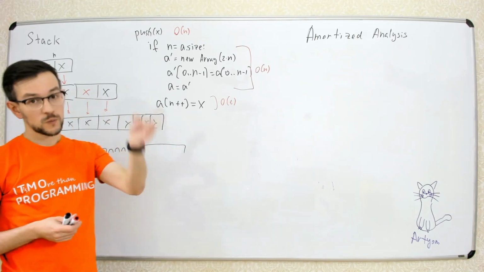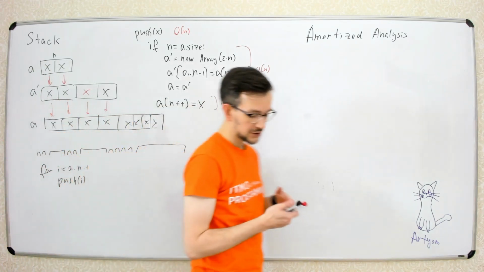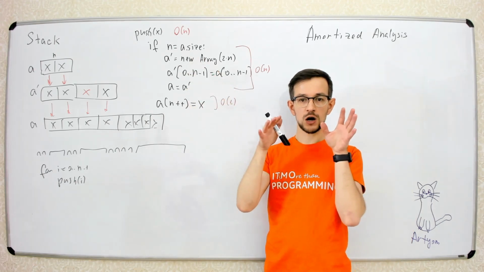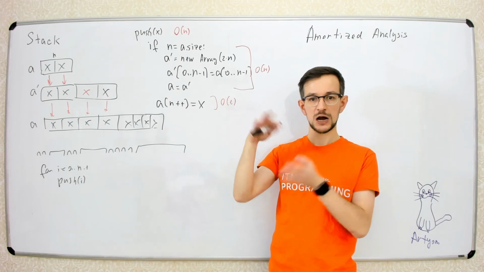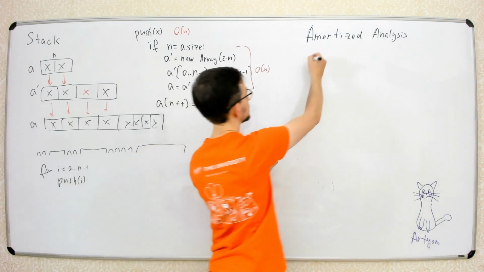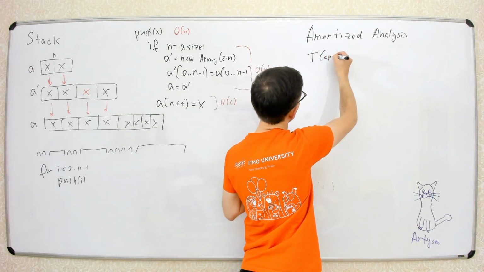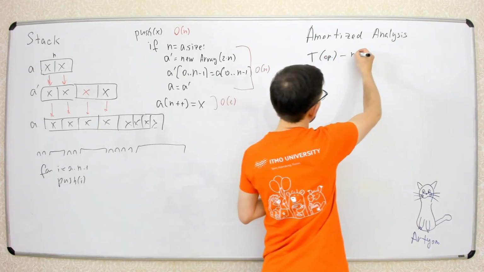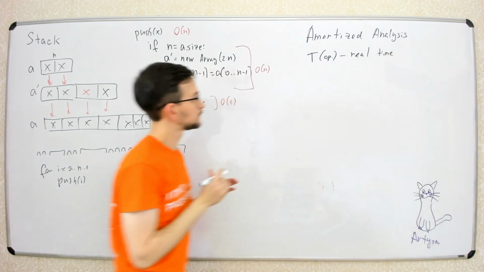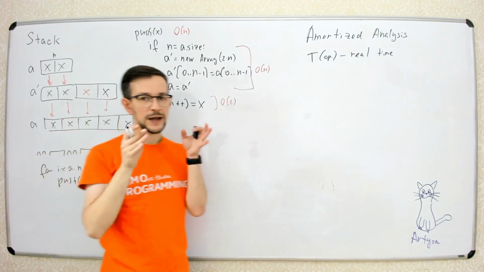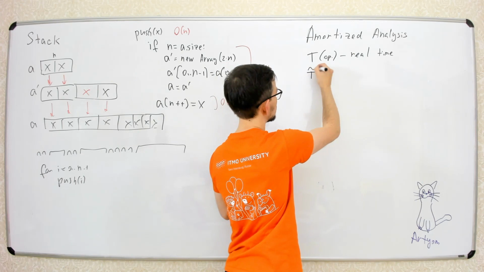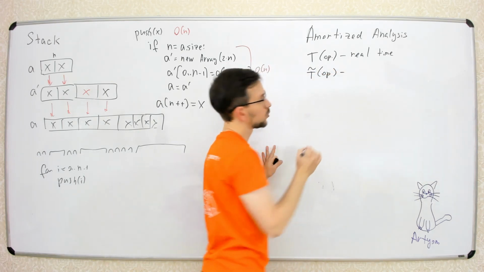So, what is the idea? Let's look at our data structure. Each operation in our data structure has some working time. So we have some real-time complexity. Let's say this T of operation is the real-time complexity. And we will add one more function. Let's say this amortized T. It will be the amortized time.